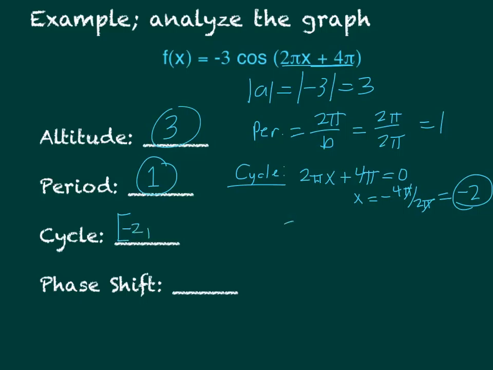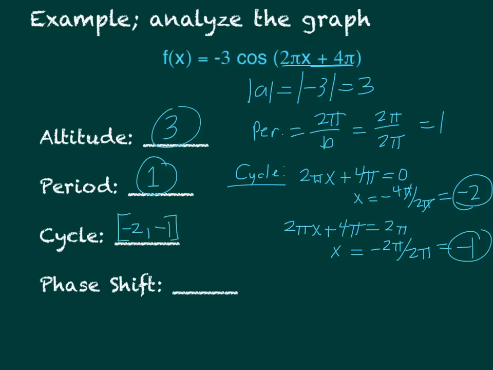And the end of my cycle, I need to have 2 pi x plus 4 pi equals 2 pi. Subtract the 4 pi, and then divide by 2 pi, I have x equals -2 pi divided by 2 pi, which is equal to -1. So that's the other end of my interval.